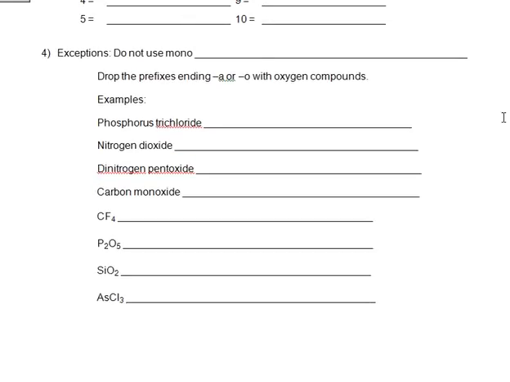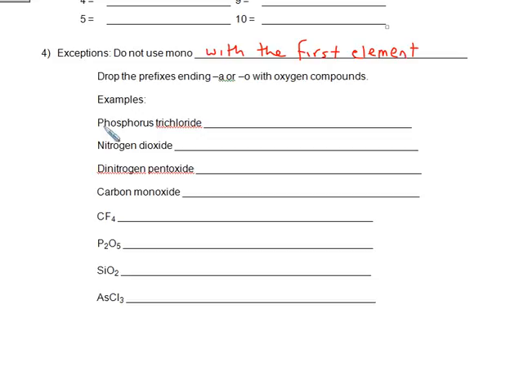All right, exceptions. You are not going to use mono when you're referring to the first element. So do not use mono with the first element. It's implied if you don't put it in. And then the other thing is that you drop prefixes ending with an A or an O with oxygen compounds. Now this is picky. If you forget to do this, I won't mark you wrong, but ideally you should drop prefixes ending with A or O with oxygen compounds.